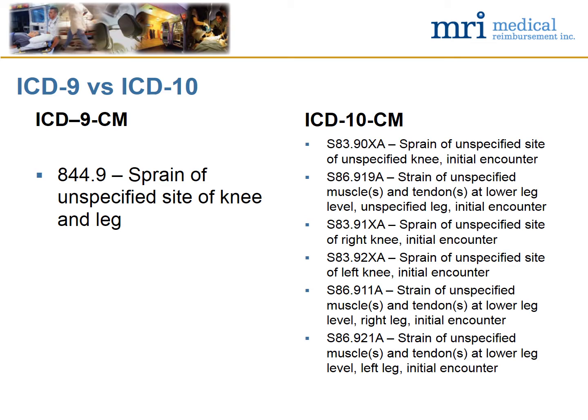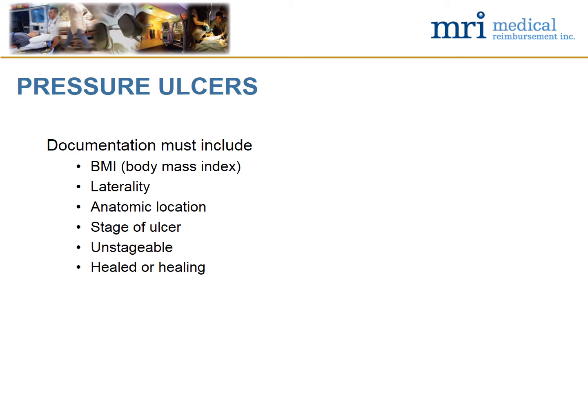In ICD-9, sprain and strain were the same in the diagnosis, but now in ICD-10, we need to know the difference between sprain and strain. Pressure ulcers with ICD-10, we need to know the patient's BMI, the laterality, the location, the stage of the ulcer if known, and if it's healed or not healing. The BMI can be taken from the nurse's notes. The physician does not have to get that information themselves.